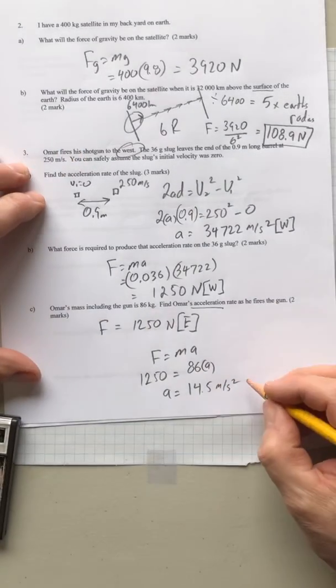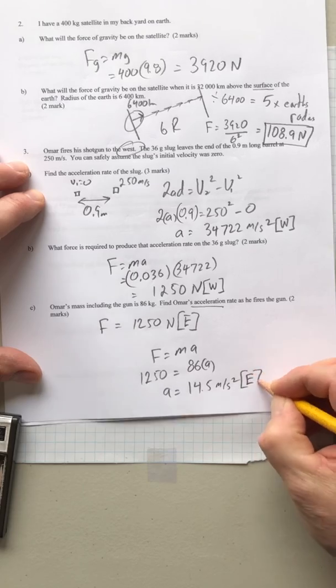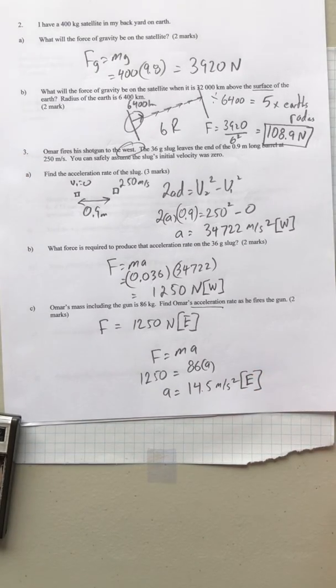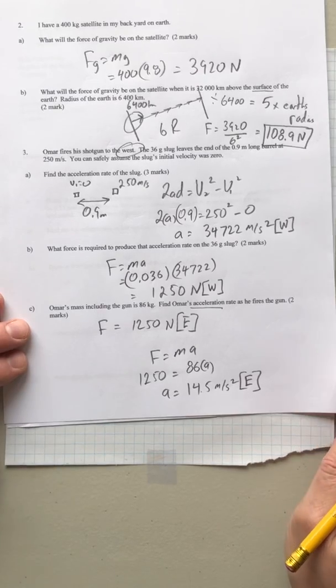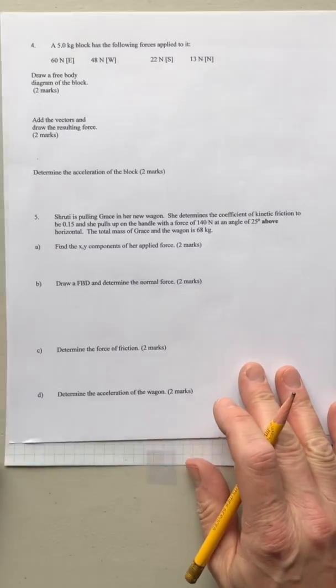And it's an acceleration. It's a vector. Let's not lose an easy mark. So it's 14.5 meters per second squared to the east. That's his kick from the gun. Oh, one more page to go.